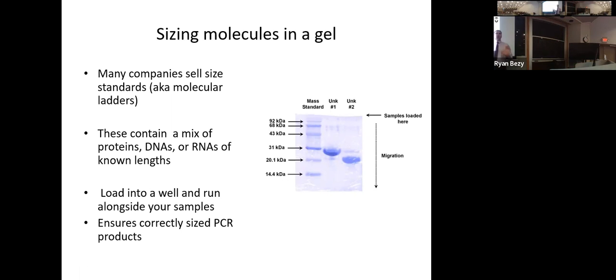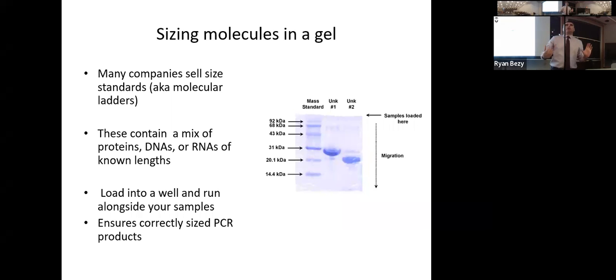Basically they're called size standards, or molecular ladders, because you use them to interpret the size of your protein. Say you have an unknown protein on your gel. Well, now I know this one's probably about 28 kilodaltons because I can compare it against the ladder. Does that make sense, everybody? So you can size this.